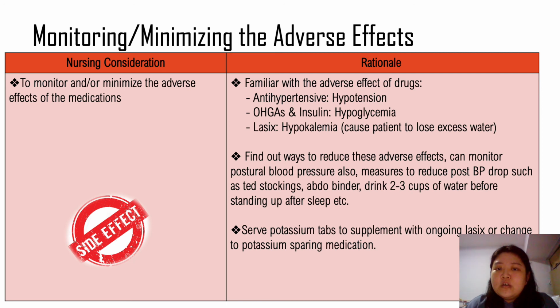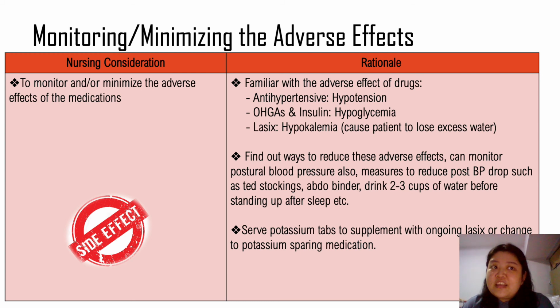So find out ways to reduce these adverse effects, such as monitoring postural blood pressure, and reducing postural BP drops with tight stockings, an abdominal binder, and drinking 2 to 3 cups of water before standing up after sleep. Serve a potassium supplement with Lasix or change it to a potassium-sparing medication. Now I'll hand over to Luna.